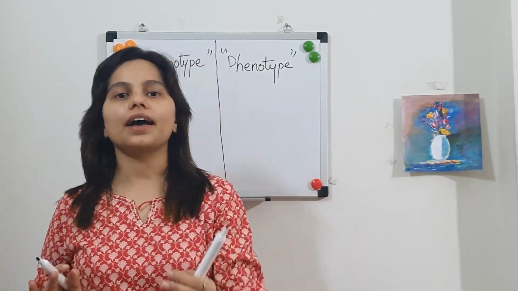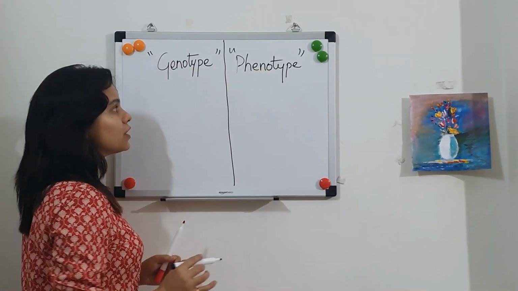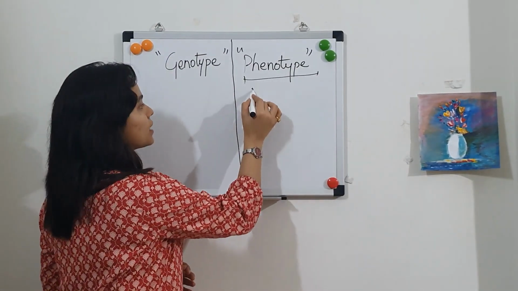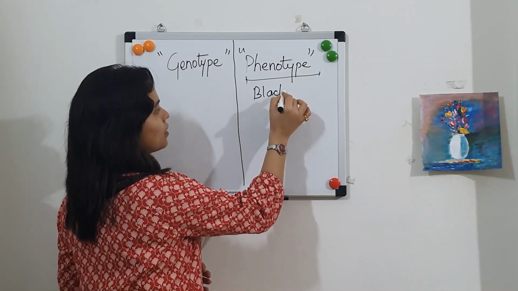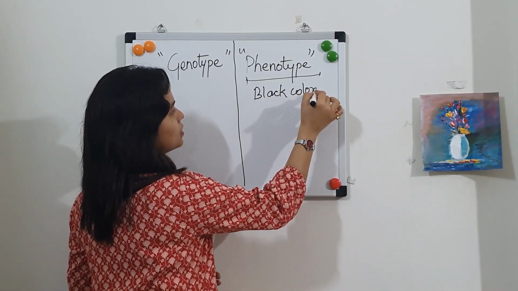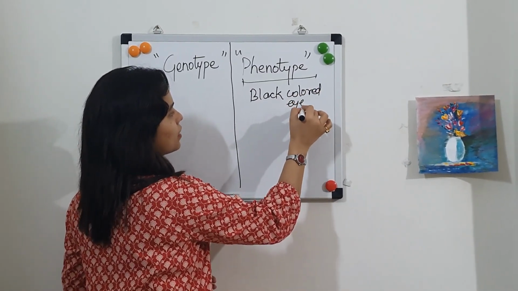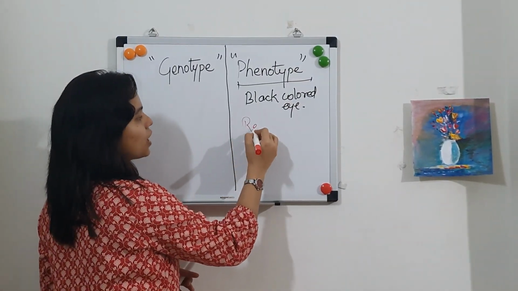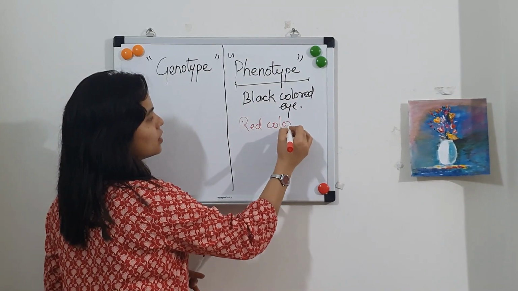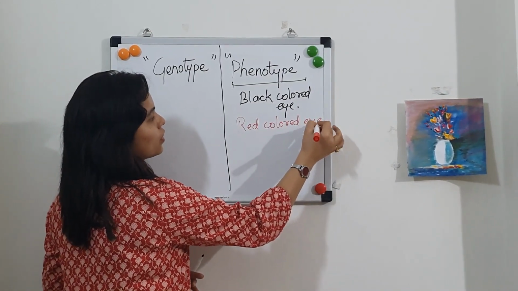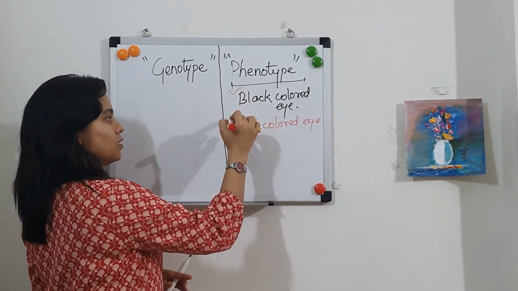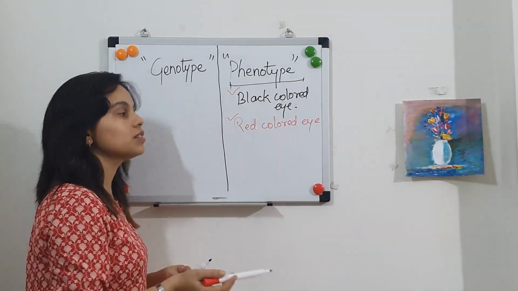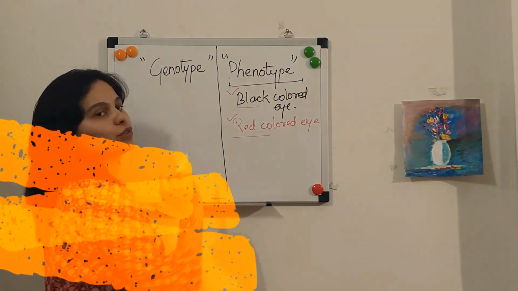Let's say eye color. We are saying that someone is having a black colored eye, whereas someone is having a red colored eye. So these appearances or expressions are termed as phenotype.